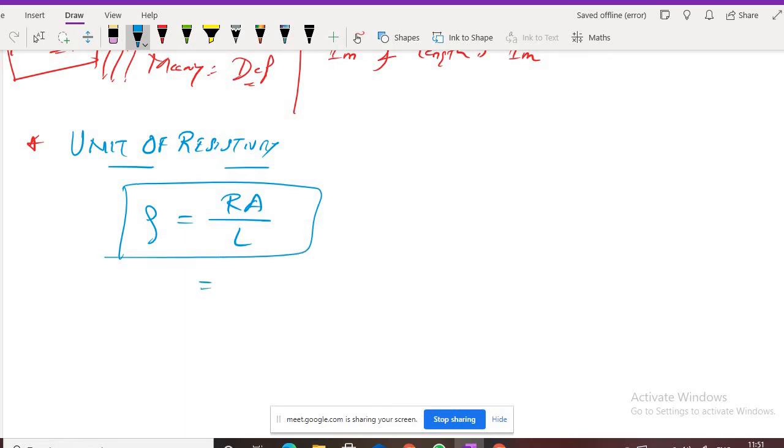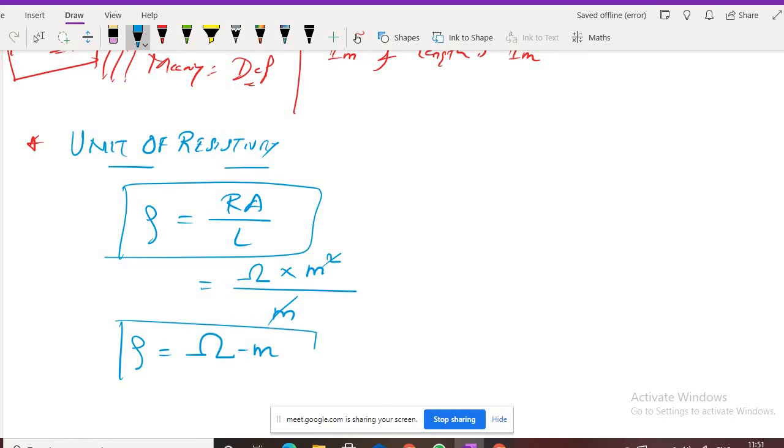Now, what is the unit of resistance? Ohm. What is the unit of area? Meter square. What is the unit of length? Meter. So meter cancels, and you have got the unit of resistivity as ohm meter. Remember, the unit of resistivity is ohm meter. Is that clear?